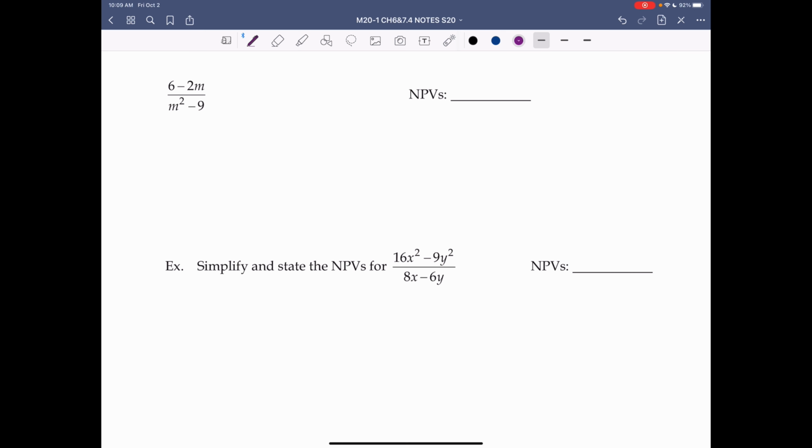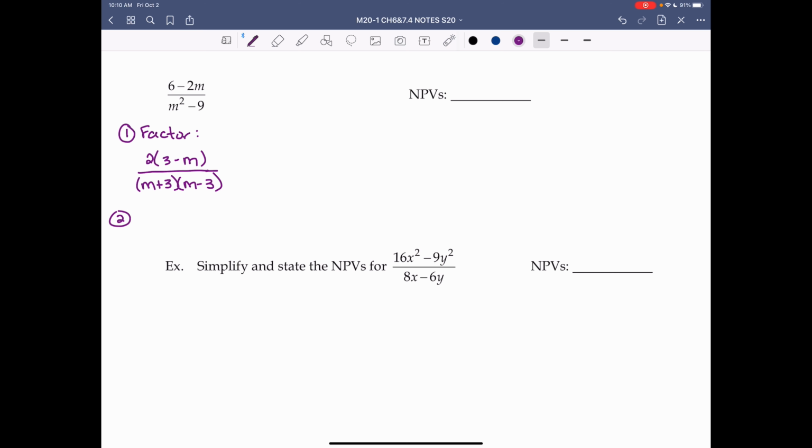Next one. First step is factoring. We can factor out a common factor of 2 from the top. We get 2 times 3 minus m. On the bottom, it's a difference of squares, so we can factor it to square root of the first term at the beginning of both factors, square root of the last term, which is 3, one plus, one minus. Now we have it factored.